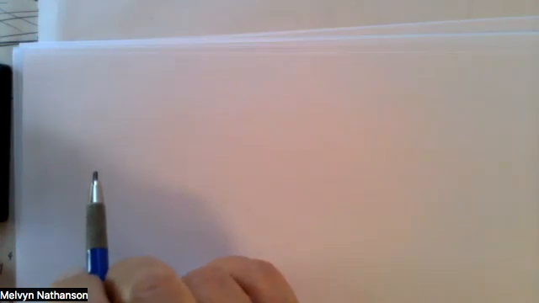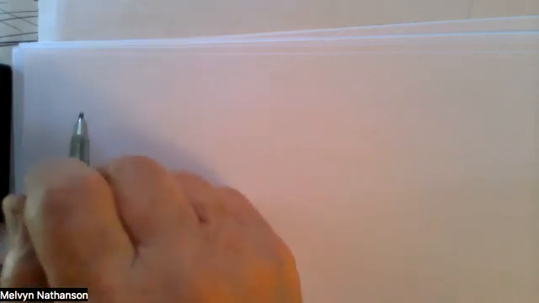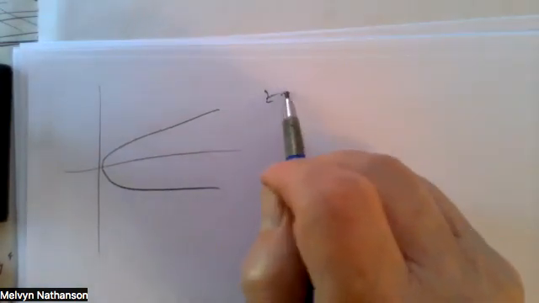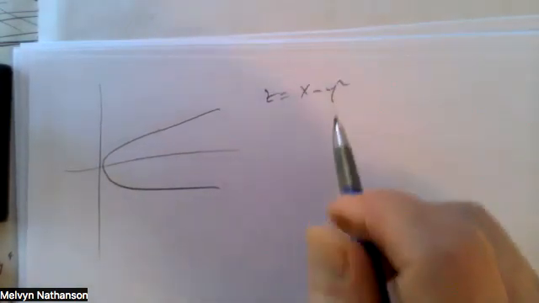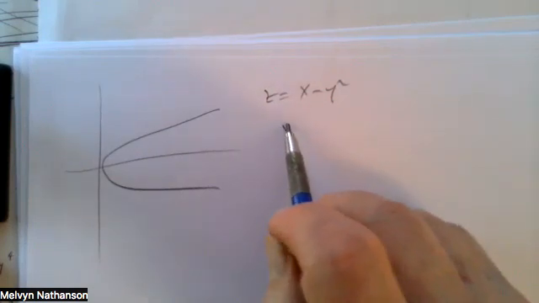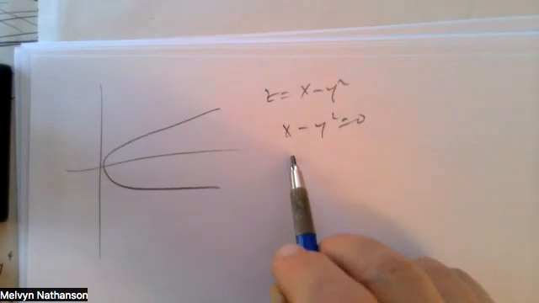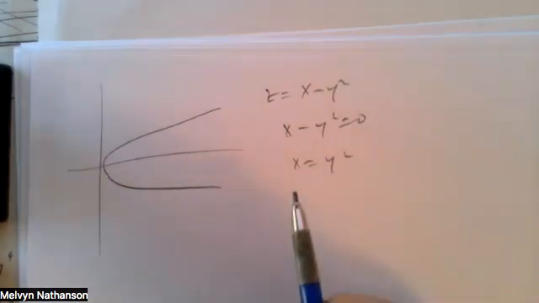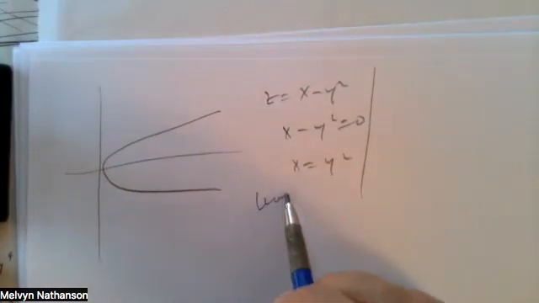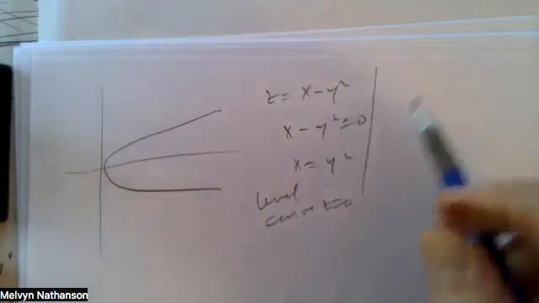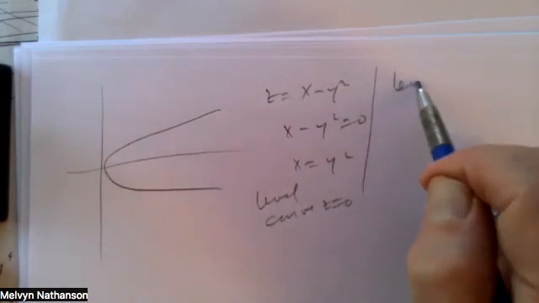So, yeah, I should have made a different box. The level curves look like this. If we have z equals x minus y squared, the level curve x minus y squared equals 0 is just the horizontal parabola x equals y squared. So this is the level curve z equals 0.